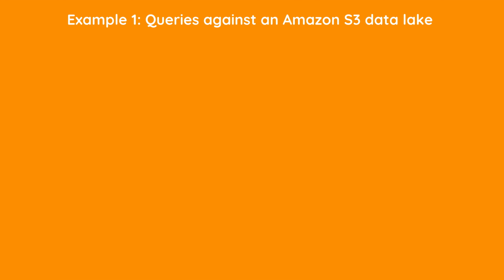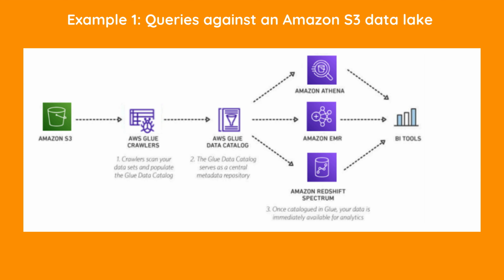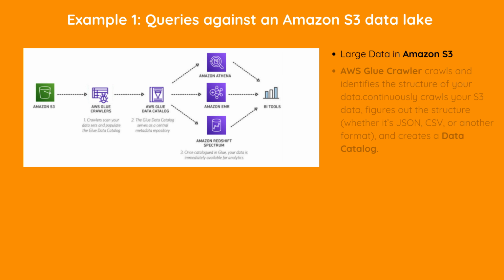Example 1. Queries against an Amazon S3 data lake. Imagine you're working with a large company that stores a ton of data in Amazon S3. This could be logs, customer information, sales data, or even product catalogs. Instead of moving all that data into a traditional database, AWS gives you a smarter way to handle it with Athena and Redshift Spectrum.